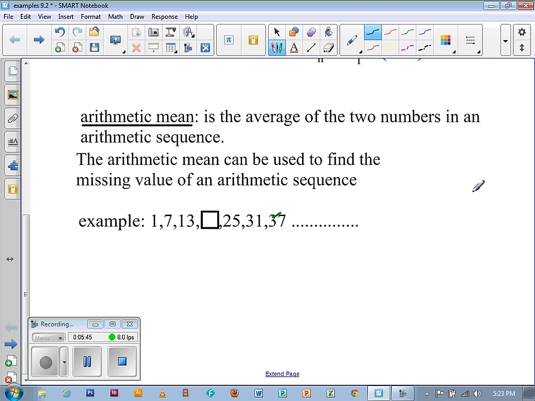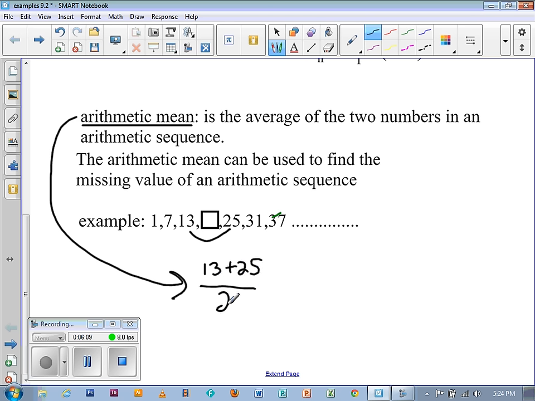And what you would do if you look at this, you notice our common difference here is 6. It keeps going up by 6. So I guess you could just use that and find it. That's 19. But if they ask for the arithmetic mean, this is what they're looking for you to do. You would take 13 plus 25. So you add these outer numbers together and simply average them, which is divided by 2. That, of course, would give you 38 divided by 2, which is, of course, 19.